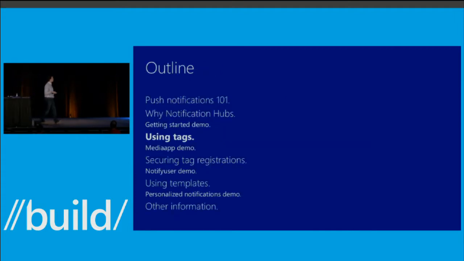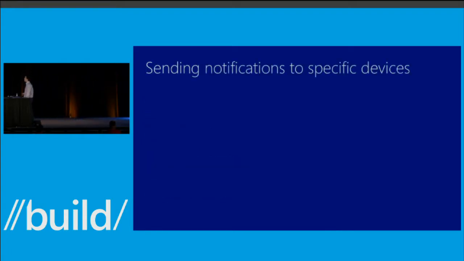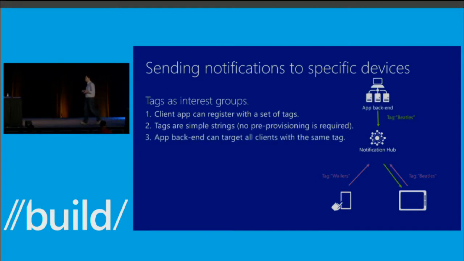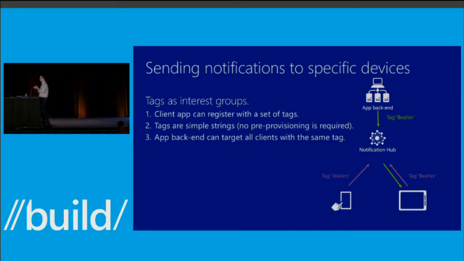Now, we did see how to broadcast to everybody. Now, how do you actually send a message to only some devices? Not all the times you want to send a notification to everybody. So what happens here is that you can use tags as interest groups. So for instance, you can have a phone registering to follow the Wailers and another tablet that wants to register for the Beatles. And then when something happens about the Beatles, we route the notification to only the devices that registered for a specific tag.